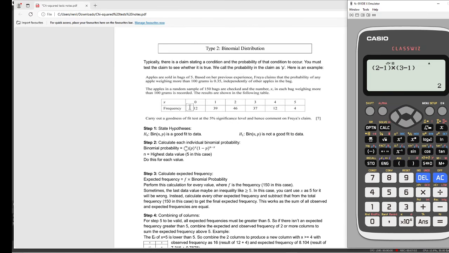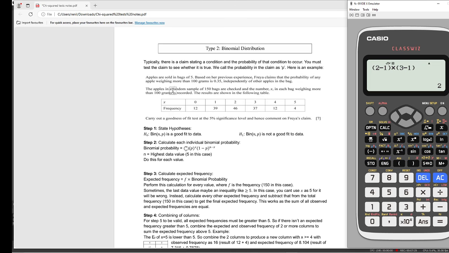Now we move on to type 2, the binomial distribution. This can be a bit more challenging since there are not a lot of questions asked based on these, but they're still just as easy. Typically there's a claim that states a condition and the probability of that condition occurring. You'll be asked to test the claim to see whether it's true and see if the binomial distribution is a good fit for the data.